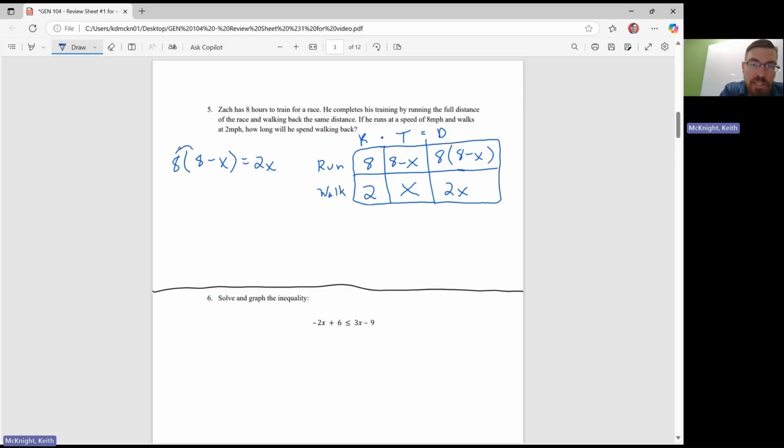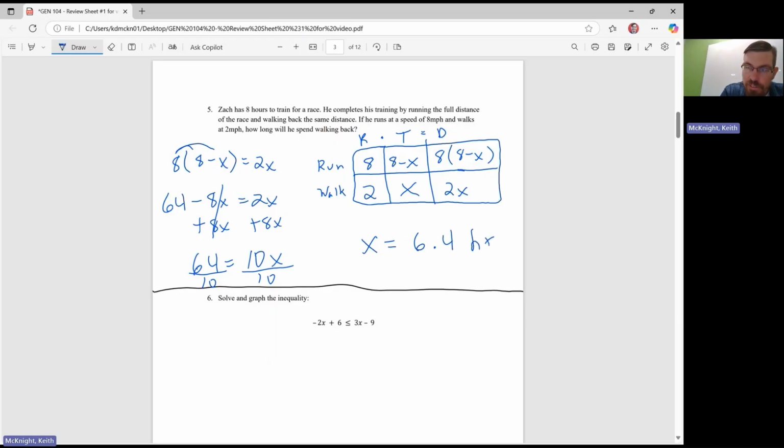So we're going to distribute our 8. So we'll have 64 minus 8X is equal to 2X. Now, in order to solve for X, we're going to get our X's together. So we're going to add 8X to both sides. Add 8X. Those will cancel. We'll get 64 is equal to 10X. Now, in order to solve for X, we're going to divide by the 10 because it's being multiplied. So we're going to divide by 10. And that's going to tell us that X is equal to 6.4. And since it's a time, that's going to be hours.